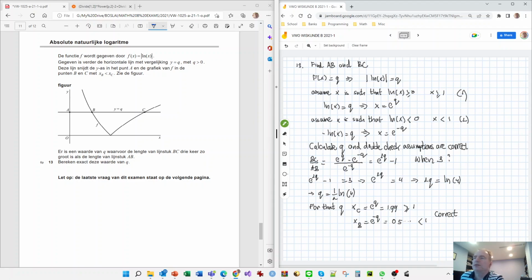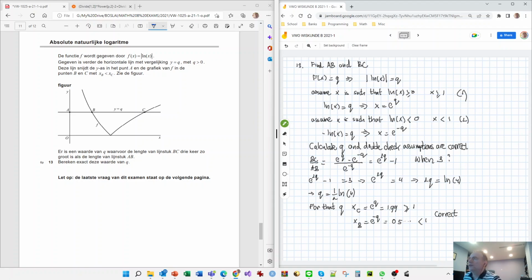And then they say there's a certain value of q for which BC is 3 times as large as AB. Okay. Well, find AB and BC. That means we have to find these intersections, and we set f(x) equal to q. That means the absolute value of log x has to be q.